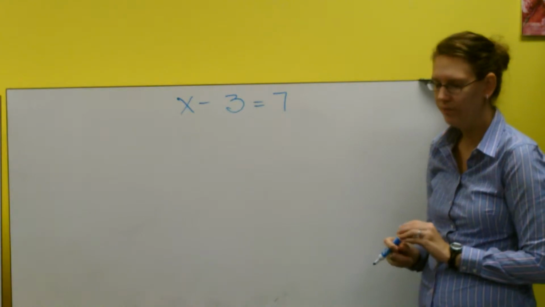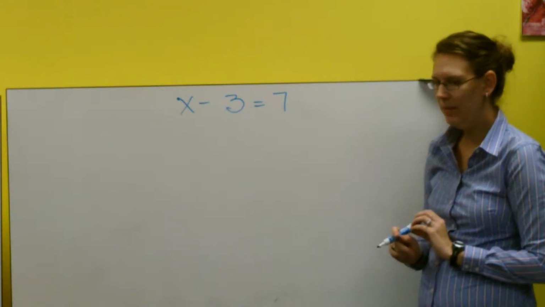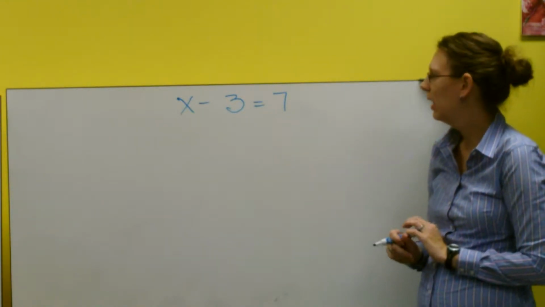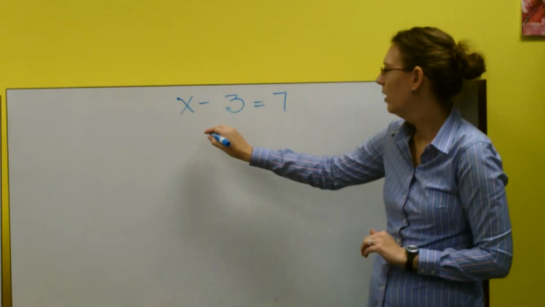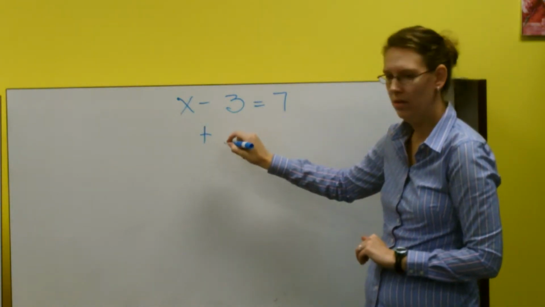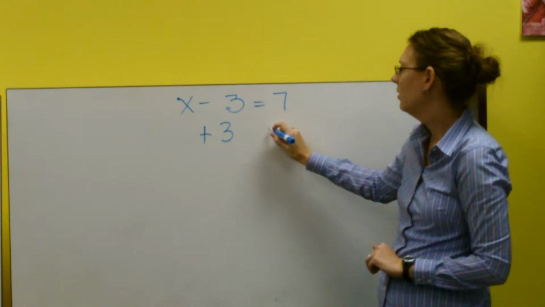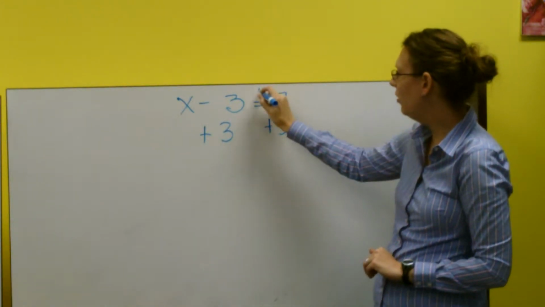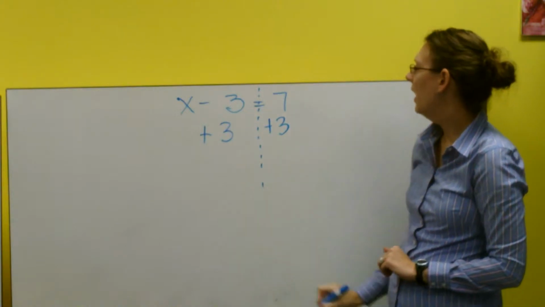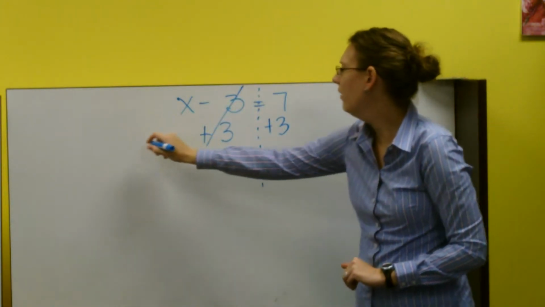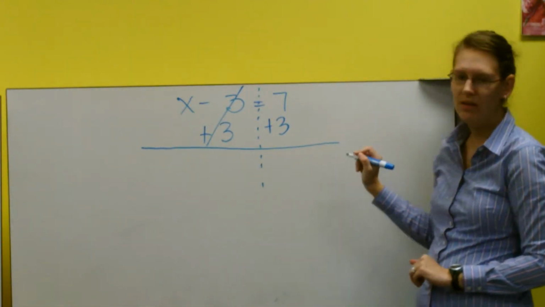What do I need to do? To get x by himself, what do I need to start with? Add. Whatever I do on one side of the equal sign, I have to do to the other. So these cross off. If I draw my equal line, that's kind of what that means.